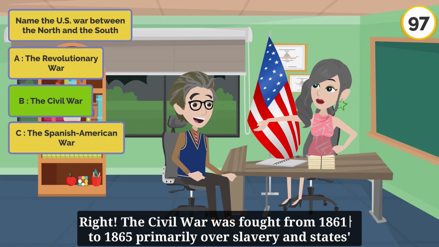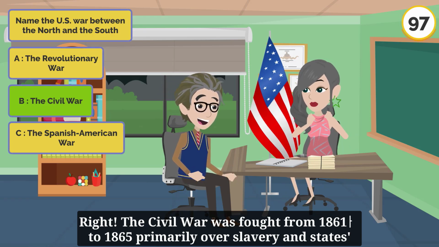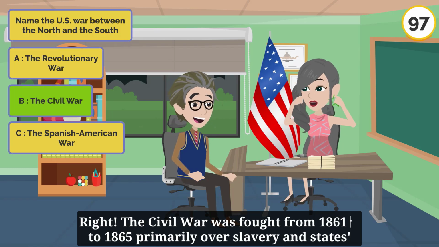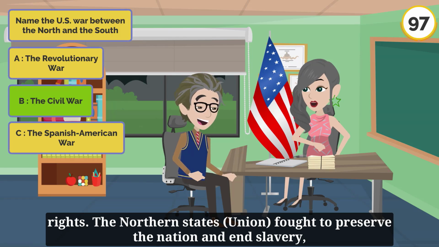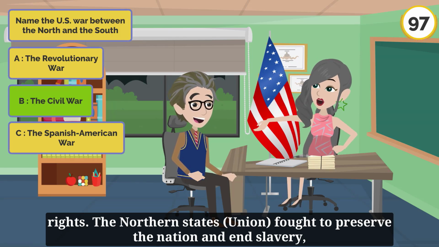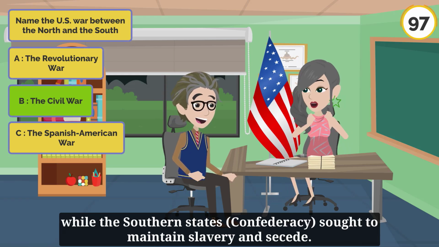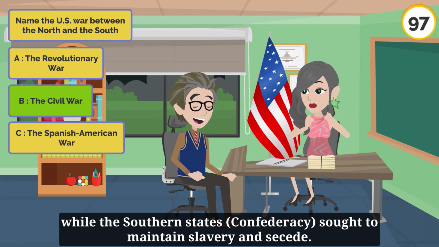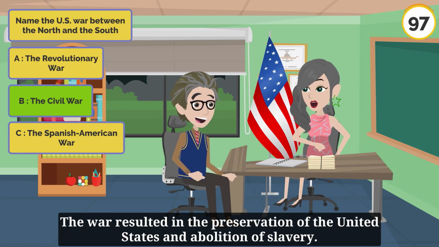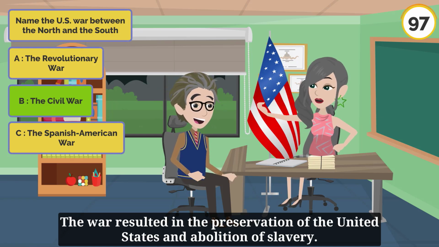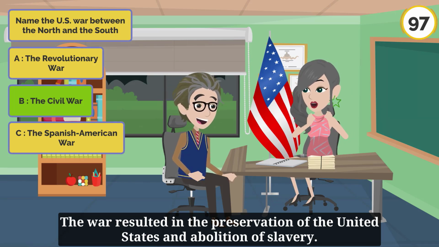Right. The Civil War was fought from 1861 to 1865, primarily over slavery and states' rights. The Northern States, the Union, fought to preserve the nation and end slavery, while the Southern States, the Confederacy, sought to maintain slavery and secede. The war resulted in the preservation of the United States and abolition of slavery.